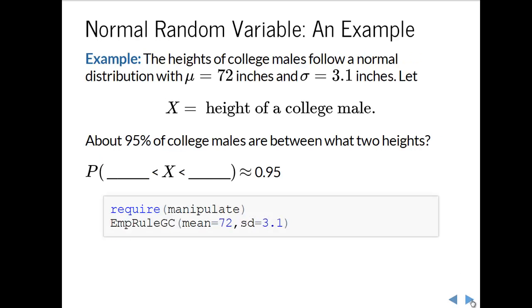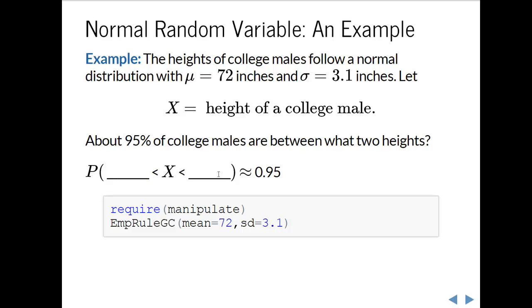Let's do an example. Suppose you know that the heights of college males follow a normal distribution with mean 72 and standard deviation 3.1 inches. If the random variable x is defined to be the height of a college male, then about 95% of college males are between what two heights? In other words, we are looking to fill in the blanks in the probability statement here.